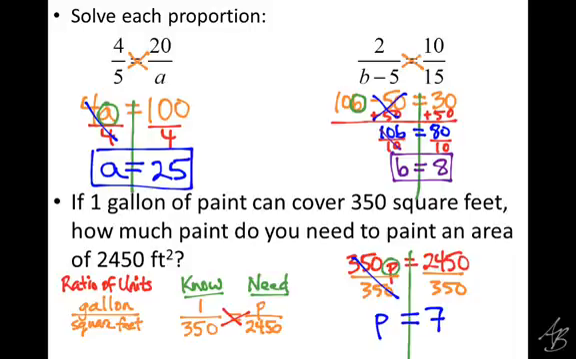Gallons. Yeah, we need to make sure we answer the question, and the answers to these types of problems are always going to have units in them. We need to make sure we explain what that 7 is. It's not 7 square feet, it's 7 gallons. So to paint that much area, we're going to need 7 gallons of paint.